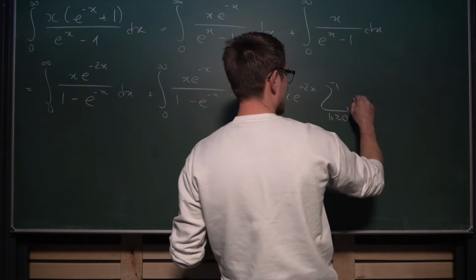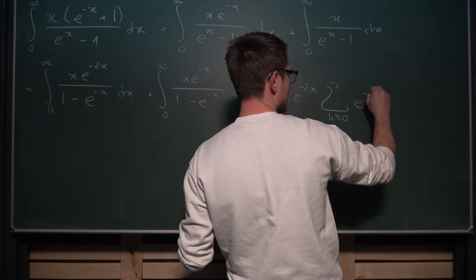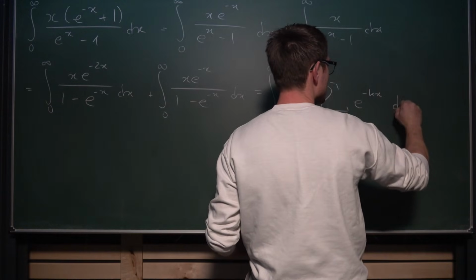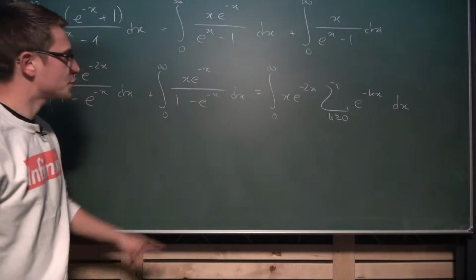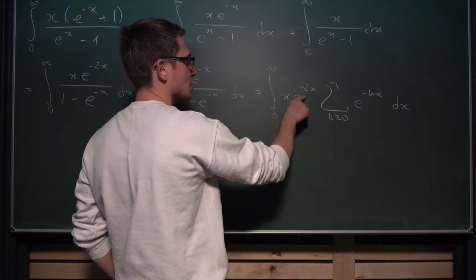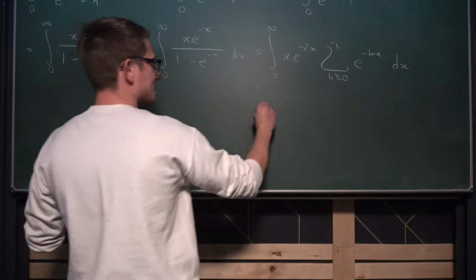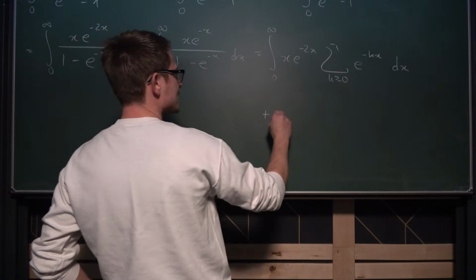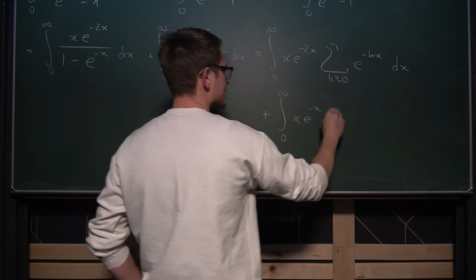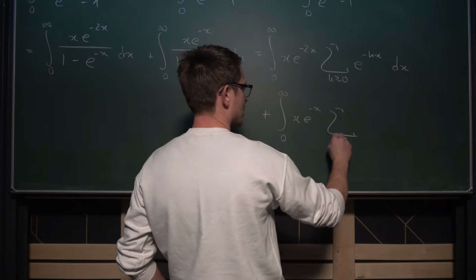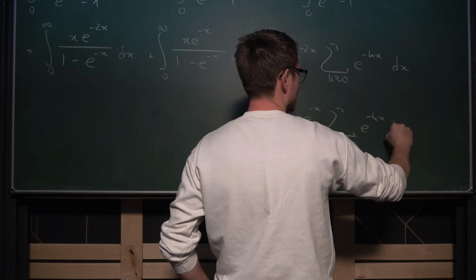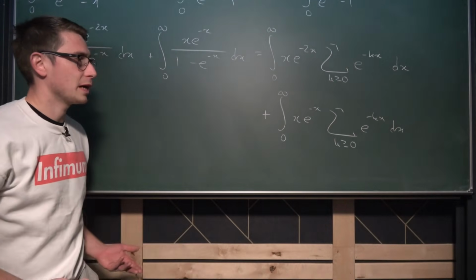So overall, by the exponential properties, this is going to turn into e to the negative k times x, and all of this integrated with respect to x. And similarly over here, we basically have the same thing, just with x times e to the negative x. I'm going to write it underneath here. So plus the integral from 0 to infinity of x times e to the negative x, and our geometric boy, once again, e to the negative kx, integrated with respect to x. And this is what we got right now.